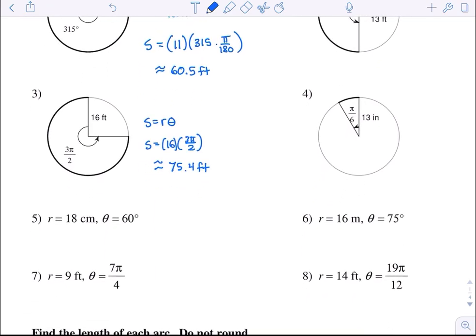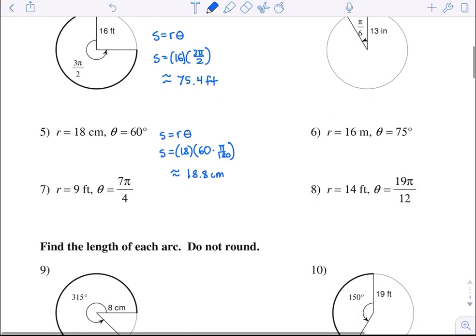Number 5. So we have S is equal to R theta. So S is going to equal the radius, which is 18. And the theta, we need to have it in radians, so times pi over 180. That's going to be around 18 times 60 times pi, all divided by 180. 18.8 centimeters.